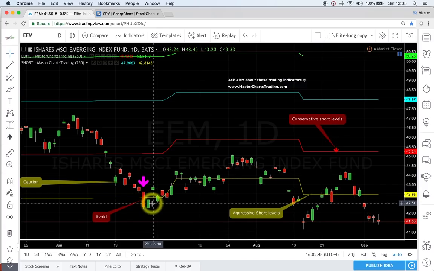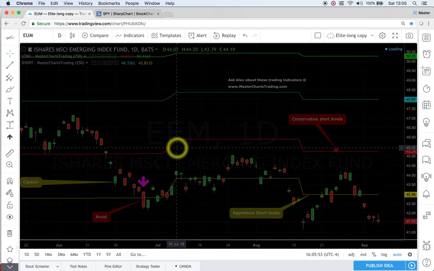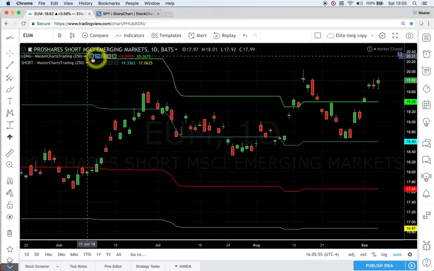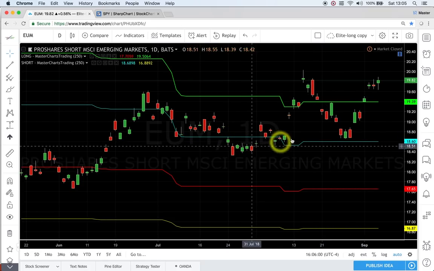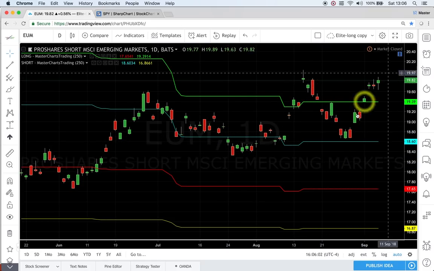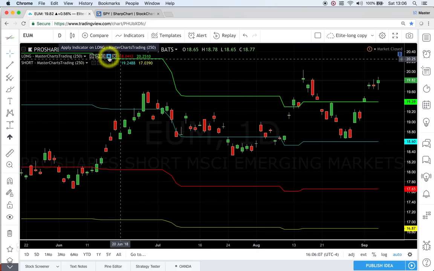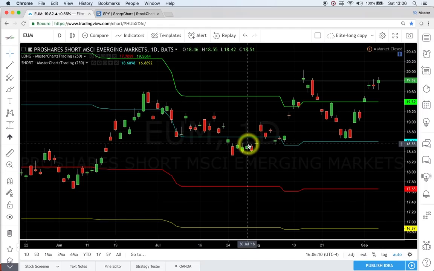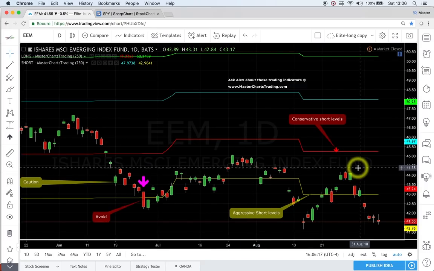And potentially, I would look for inverse positions. You can do it with EUM, for example. This is an inverse emerging markets ETF, and we're simply doing the opposite. We're looking for buying opportunities, but please keep in mind that these inverse retail ETFs have slippage and don't exactly follow the underlying, in this case EM, as closely. I think the better choice would possibly be to buy puts, although those are not ideal either.